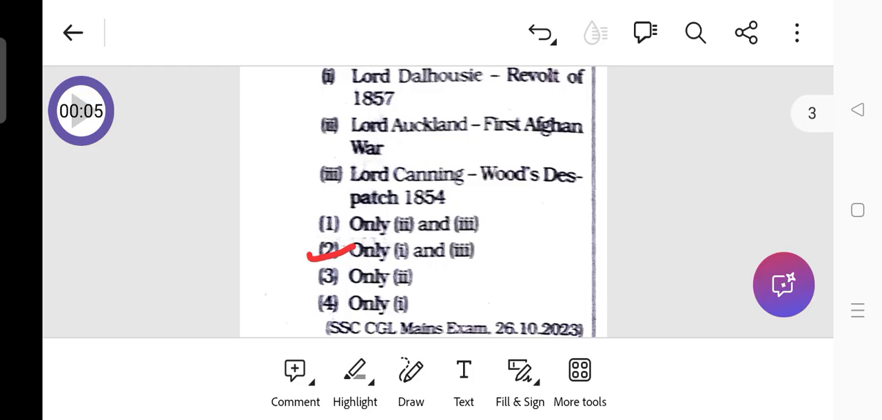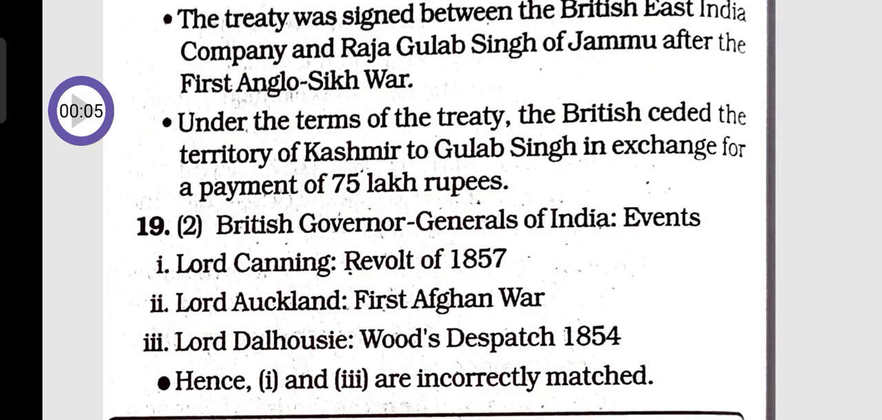So the answer is option 2, only 1 and 3. So let's see the explanation. British Governor Generals of India and events: Lord Canning, Revolt of 1857. Second, Lord Auckland, First Afghan War. Third, Lord Dalhousie, Wood's Dispatch in 1854. Hence 1 and 3 are incorrectly matched.